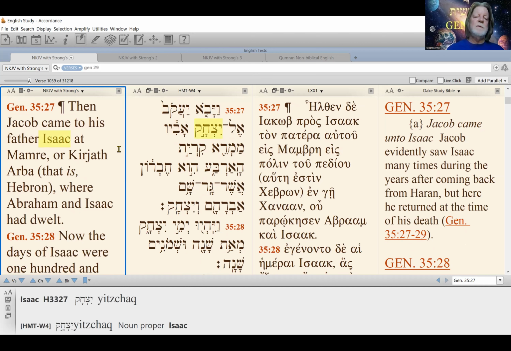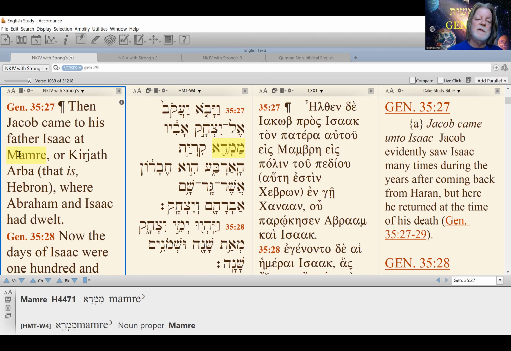Then Yaakov came to his father Yitzhak at Mamre. And I don't know if the age is given here. We'll read on. I even questioned if Isaac was still alive at this point because, I mean, we're into the generation of Jacob, Isaac's son. Jacob's sons are full-grown men and they're married and they have kids and stuff.